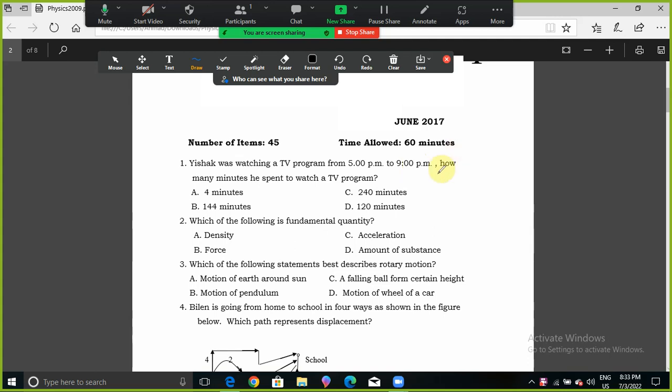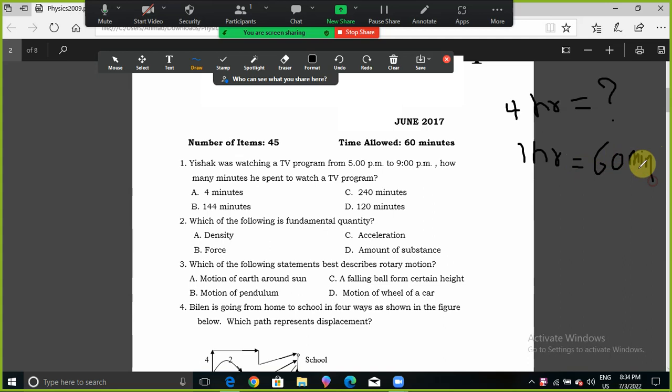Let's start with this question. First of all, 9 minus 5, the difference between them is 4, right? 9 minus 5 is equal to 4 hours, because 9 hours minus 5 hours will be 4 hours. Now we have 4 hours, but we don't know how many minutes. We know the rule for the non-SI units of time: 1 hour is equal to 60 minutes, right?